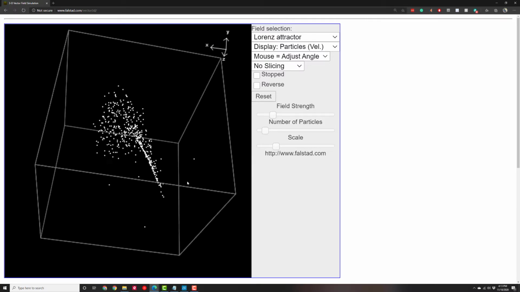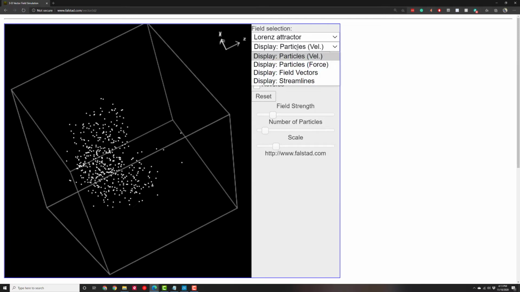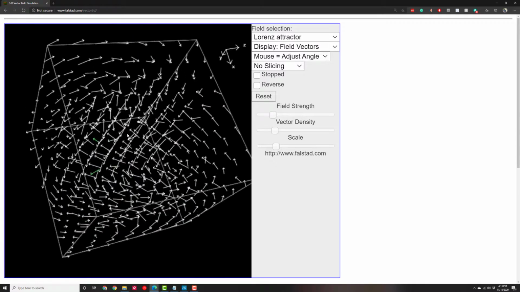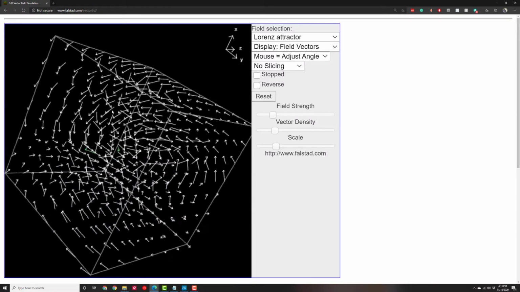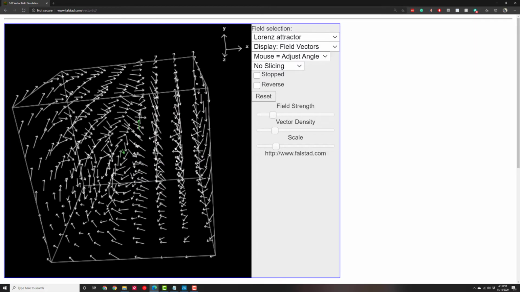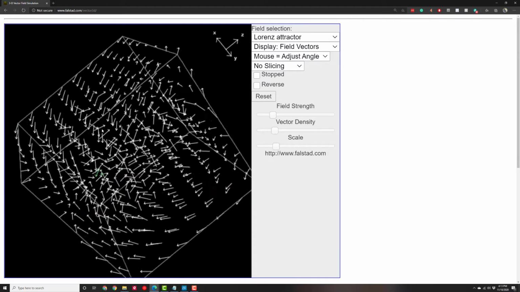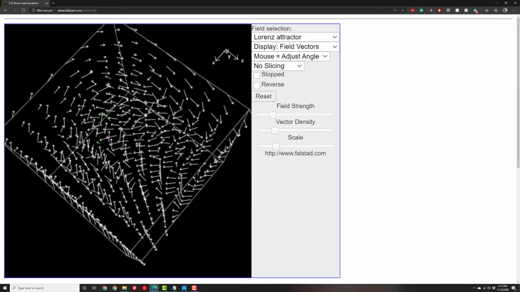That's a Lorentz attractor. Let's go ahead and display the field vectors so that we can see them. Now in this case, you can see at least the vectors show the direction. Unfortunately, they're not showing the magnitude. I know that it doesn't have the length of the vectors, but I hope that at least it shows you some cool stuff going on there. That's pretty awesome.